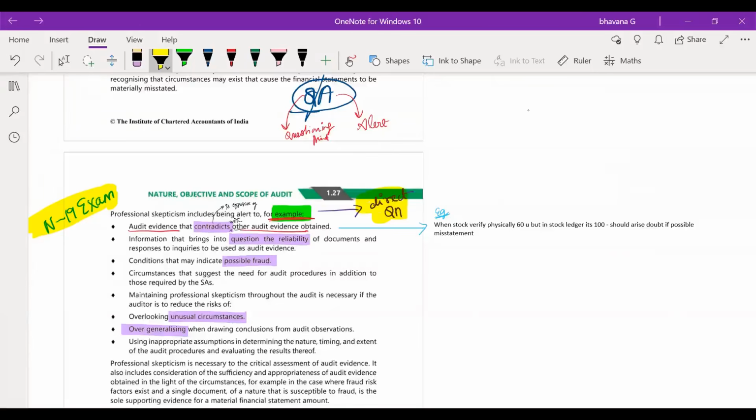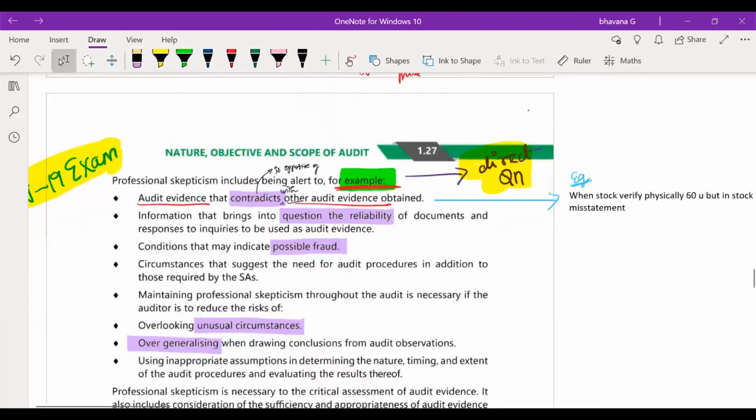So when can professional skepticism arise? Say you have an audit evidence, and you have another audit evidence. This is audit evidence number 1, and this is audit evidence number 2. Now you have found two audit evidences, but they are contradictory to each other, two poles apart. If one is telling me one thing, the other is telling me the opposite of the same thing. In such a case, professional skepticism should arise. You must be alert.